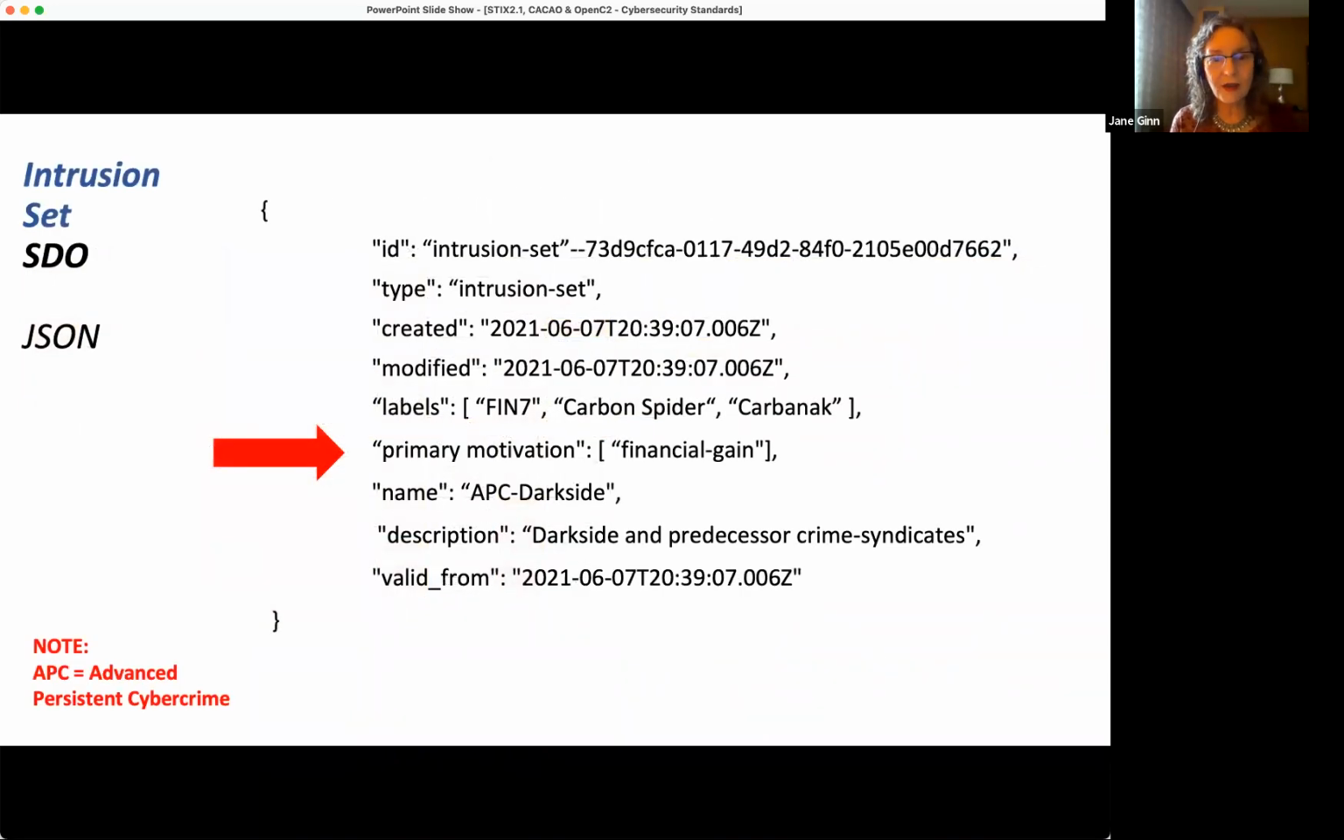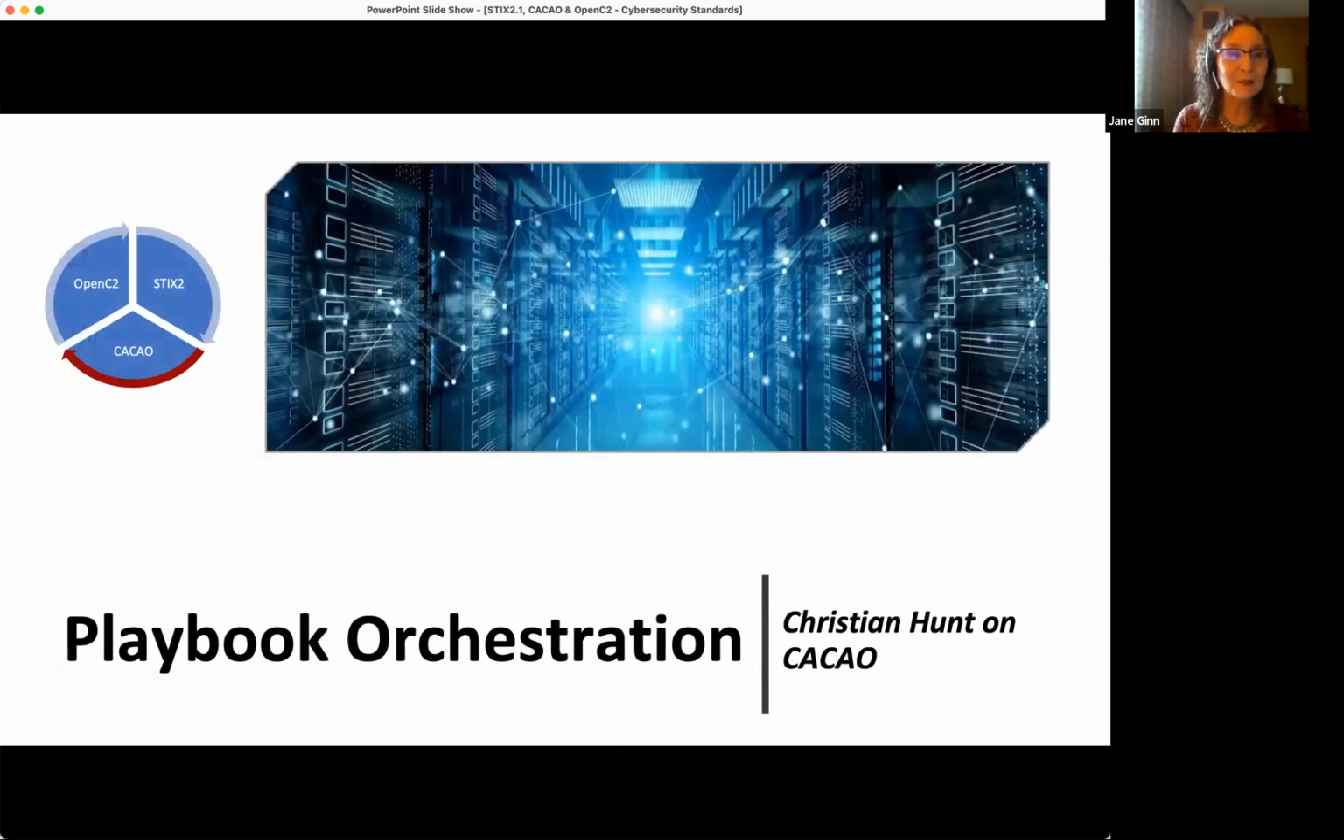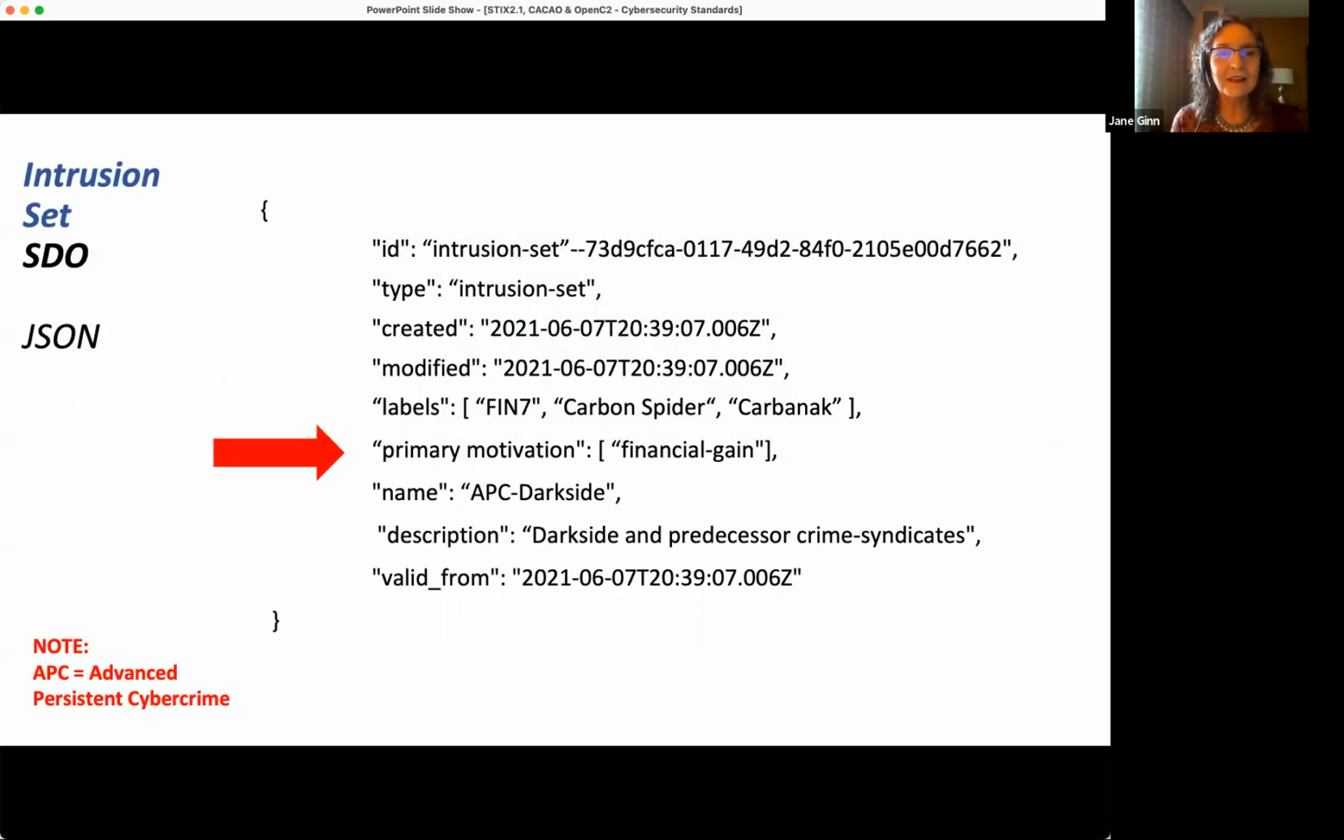previously known threat actors. And here, I also wanted to point out that you can identify primary and secondary motivations of your threat actor group as you're working through your hypothesis about what is happening with this particular threat actor. And you'll see that I've used the term advanced persistent cybercrime in my naming convention for this intrusion set. So with that, I will turn it back over to you, Allan.